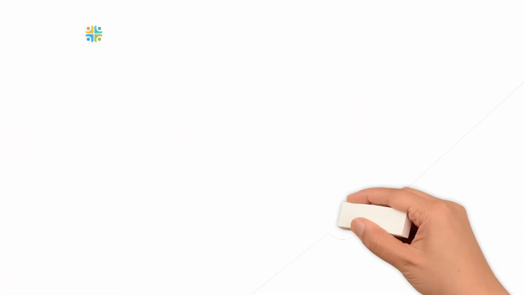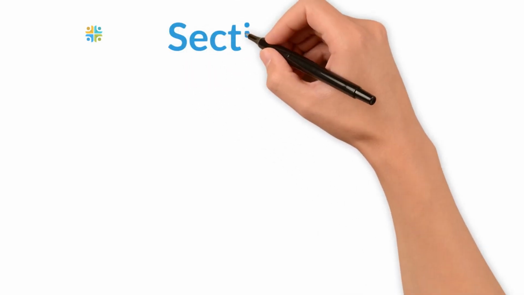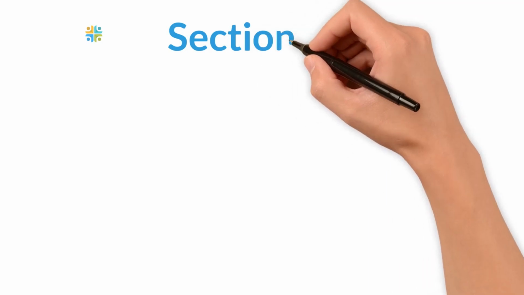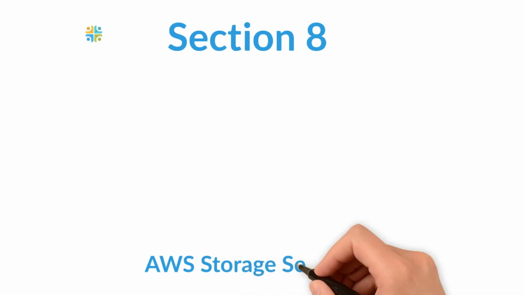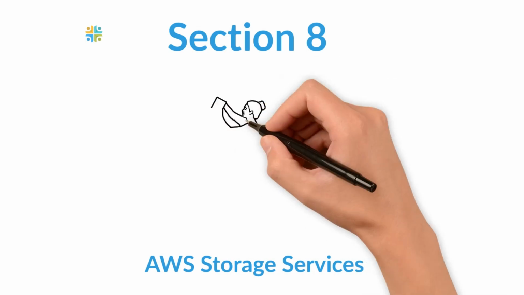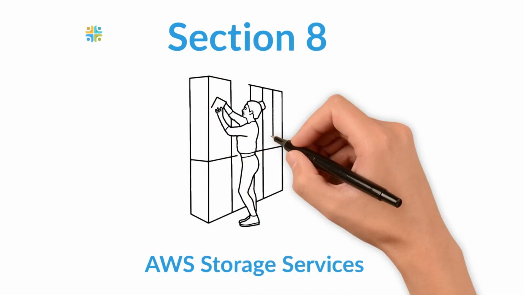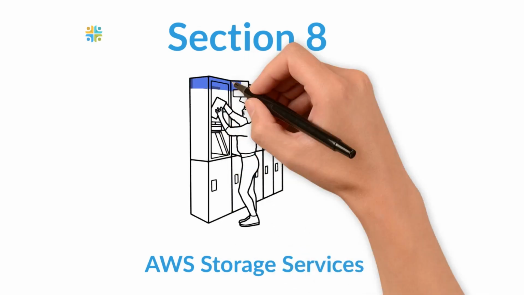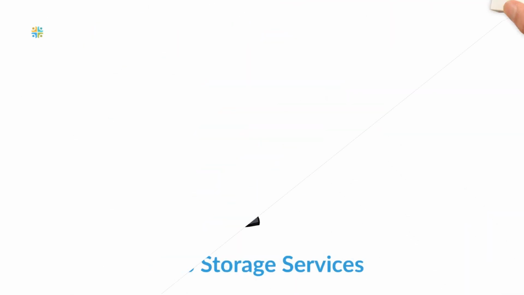Welcome back. In Section 8, we will review the storage options in AWS. Storage is where you store all types of data. That could be your customer data, videos, pictures, or any other type of data. Businesses need to store these data types as well. Before reviewing AWS services, let's review some basics of storage in the cloud.